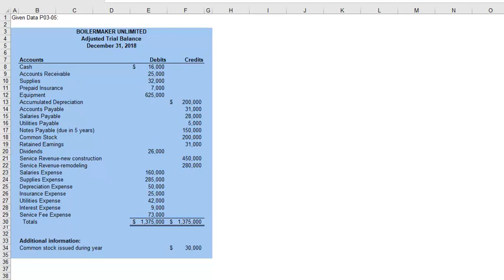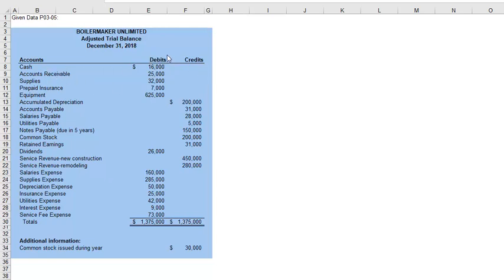Let's do another example from Chapter 3. We have an adjusted trial balance here for Boilermaker as of December 31st. We are going to take this information and create financial statements based on what we've been given. So let's take a quick look at the data that we have before we start updating these statements.